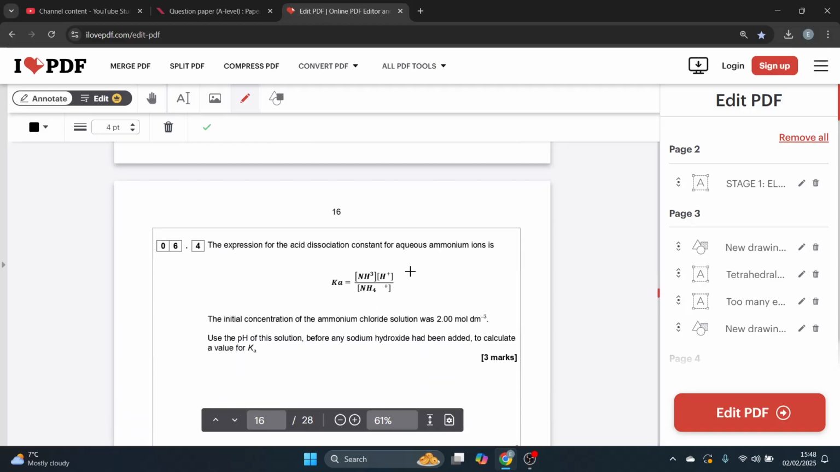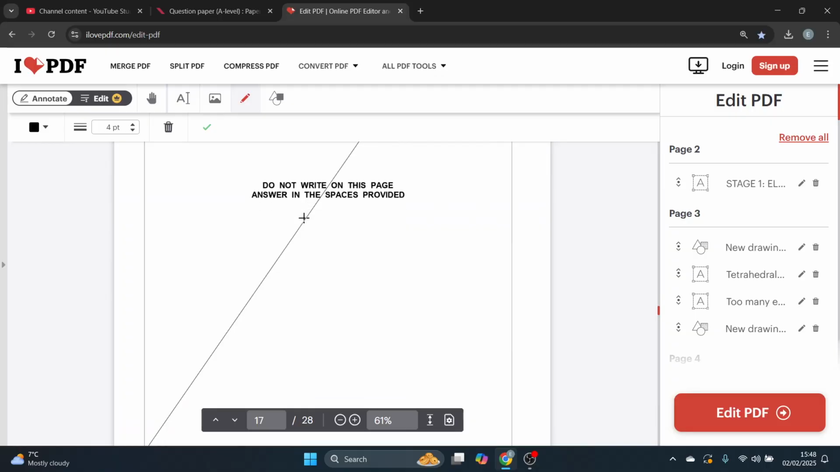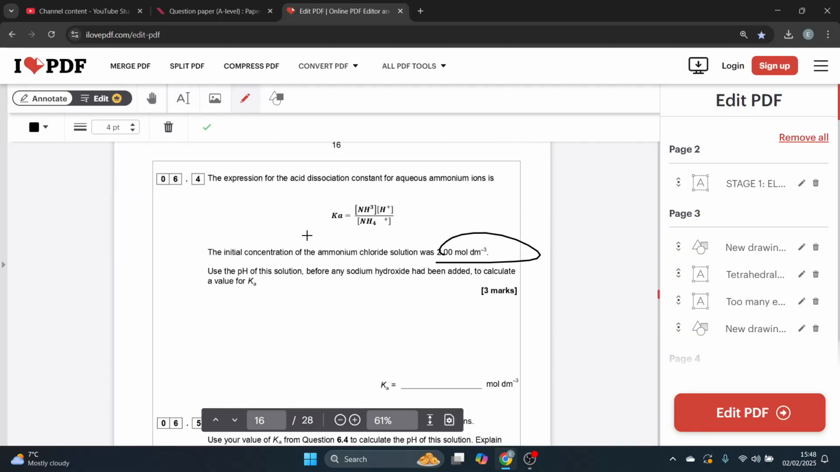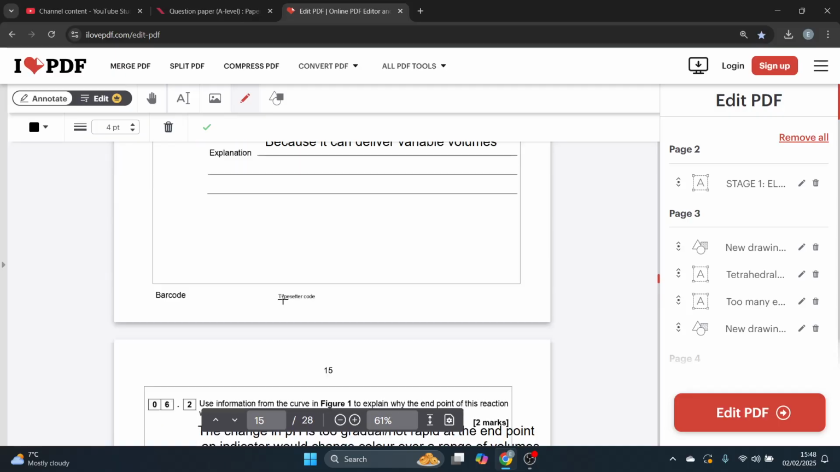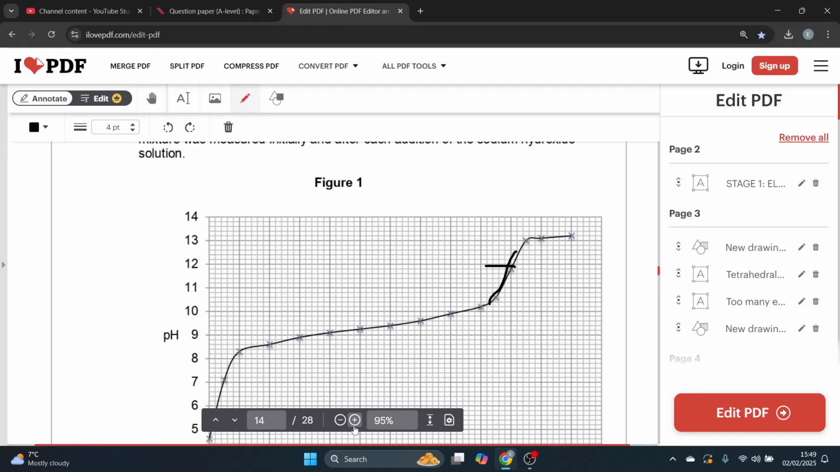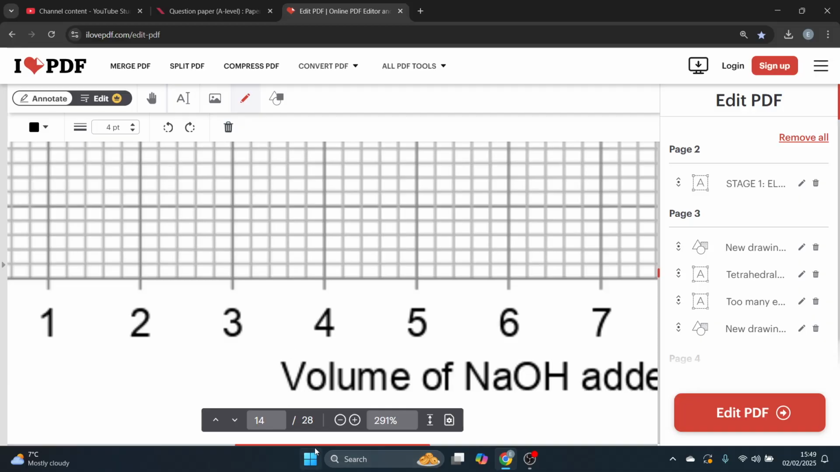Next, write the expression for the acid dissociation constant for aqueous ammonium ions, given that the initial concentration of the ammonium chloride was that. Use the pH before any sodium hydroxide had been added to calculate the value of Ka. I know the initial concentration of the ammonium chloride was 2.00. I want the pH before any sodium hydroxide is added, so look back at the graph. When 0 volume of sodium hydroxide is added, what is the pH?